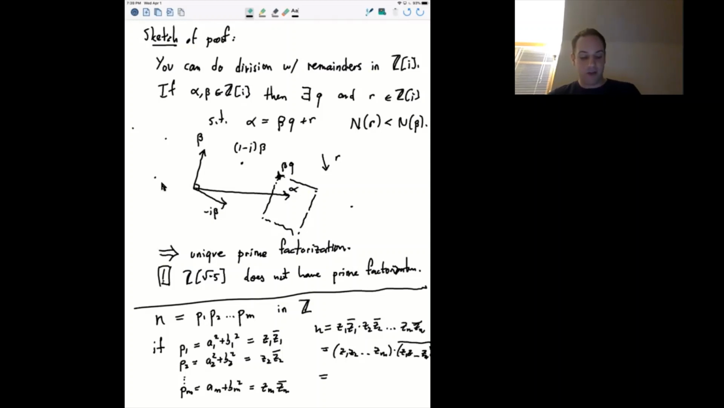So if this entire thing is, say, capital A plus capital BI or something like that, then this entire thing is going to be its conjugate, so capital A minus capital BI. So then I will have written my number n as a squared plus b squared.